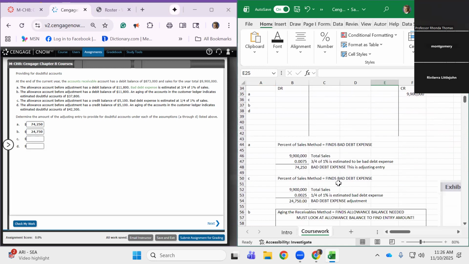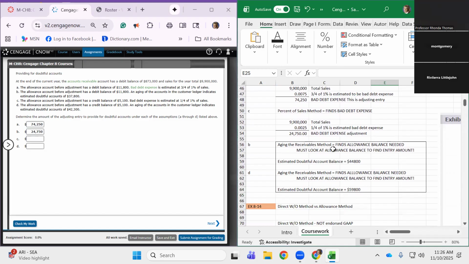Okay, so what we need to do is go down here to B. Here it is, aging the receivables method. What does it do? Be careful: percent of sales finds the bad debt expense, but aging the receivables, this is the one I want you to focus on the most. This finds the balance in the allowance account. This is how much the allowance account should have in it once we've made an adjusting entry. Finds the balance. I can't repeat this enough because it was really hard for me to understand this, but it finds the balance in the allowance account after the adjusting entry.